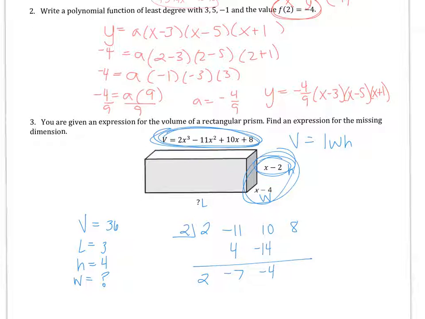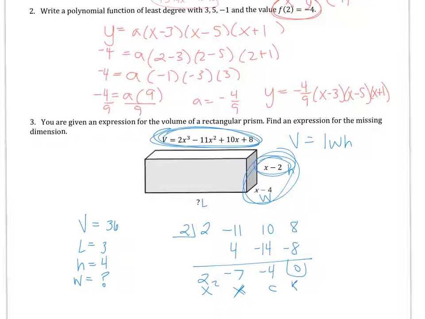If you're not sure how to do synthetic division, check out the video for lesson 2. Okay, so there's my 0 remainder. So that means that the volume divided by the height is 2x squared minus 7x minus 4.